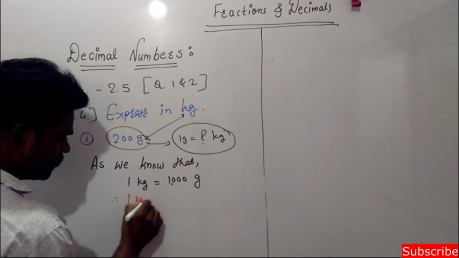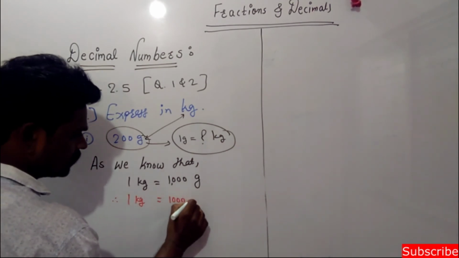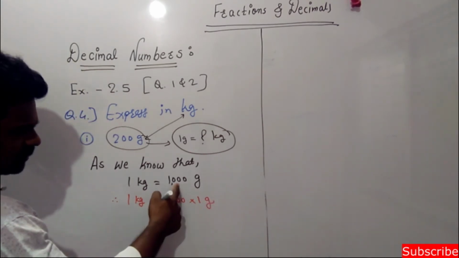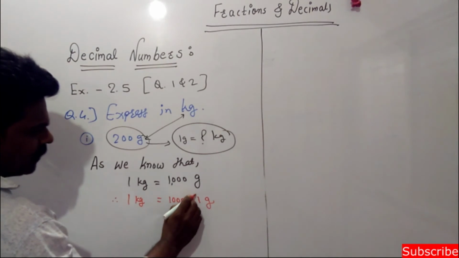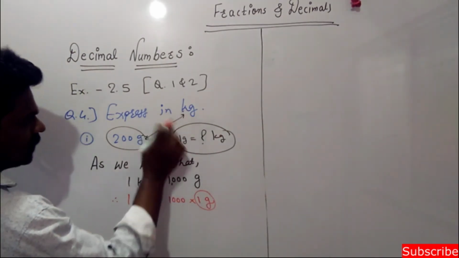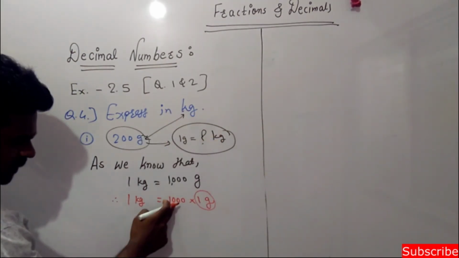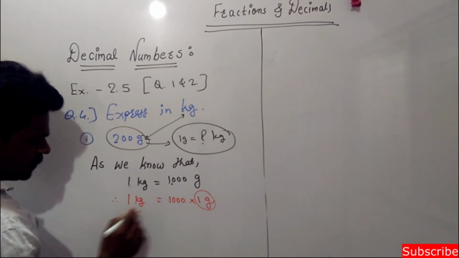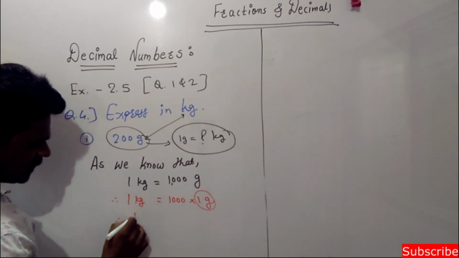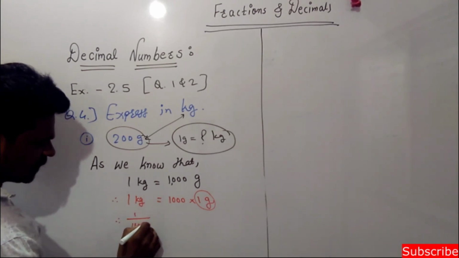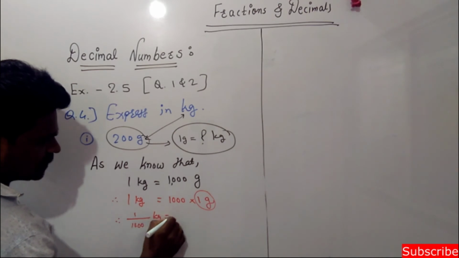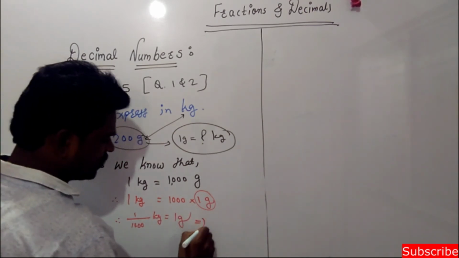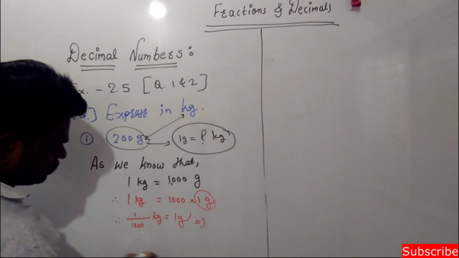Therefore 1 kg is equal to 1000 into 1 gram. Okay, no problem. 1000 into 1 is 1000 and gram as it is. Here we want 1 gram is equal to how many kilogram? So transfer this 1000 to this side. 1000 is in multiplication on the right side, therefore it will become division on the other side. 1 upon 1000 kg is equal to 1 gram.